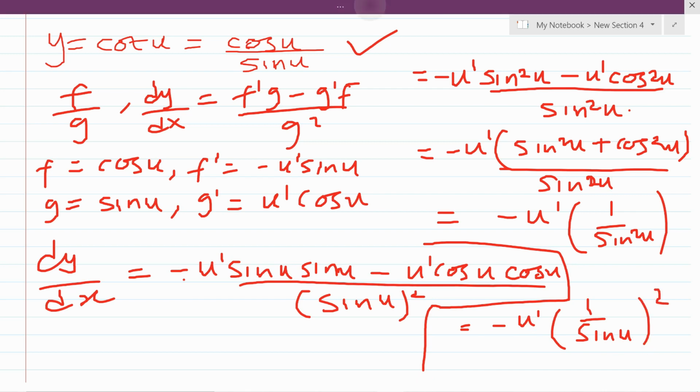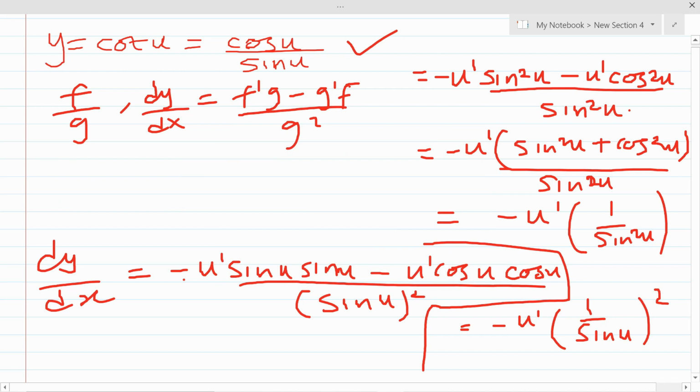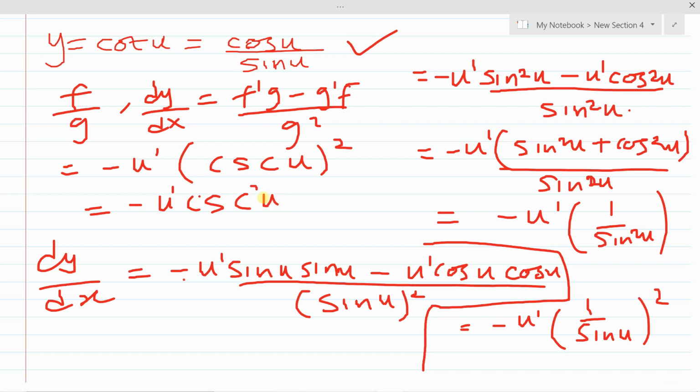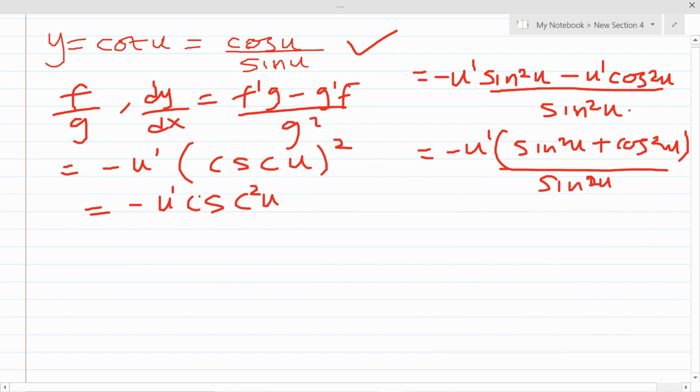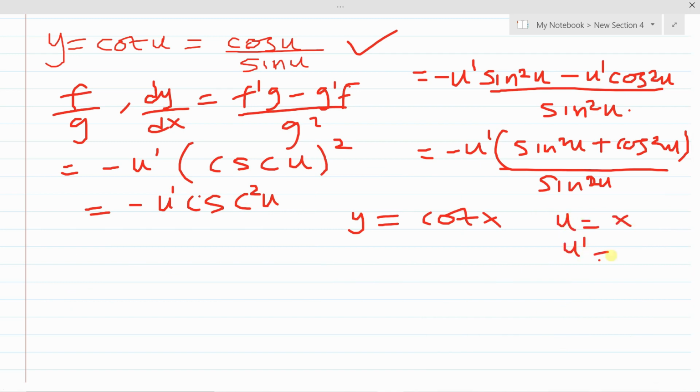So now, if this is what we've gotten, then the differential is equal to minus u prime, and what is 1 over sine? It's cosec u, then squared. So this is equal to minus u prime cosec squared u. Alright, so let's solve an example. An example is y is equal to, let's say, cotangent of x. Now our u is x, so u prime is equal to 1.